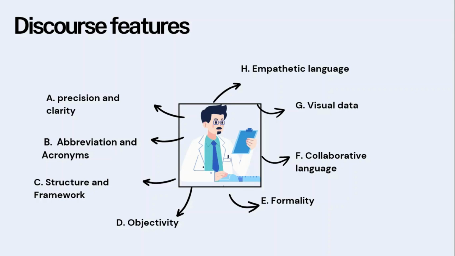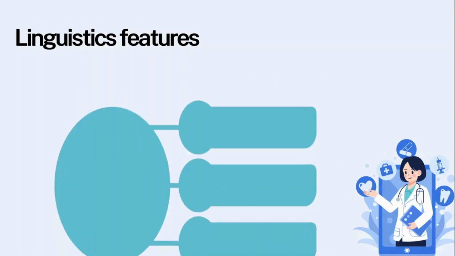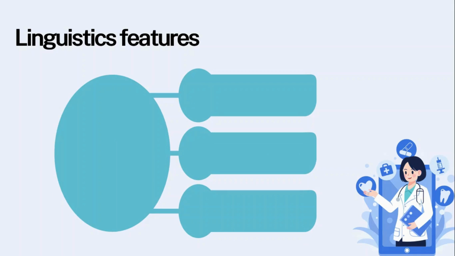Now that we've discussed the unique features of medical English, let's take a closer look at its vocabulary and grammar. These elements play a crucial role in ensuring that medical communication is both clear and precise. Medical English relies heavily on specialized vocabulary, which includes Greek and Latin origins. Many medical terms have roots in Greek and Latin, which helps to standardize medical language across different languages and cultures.